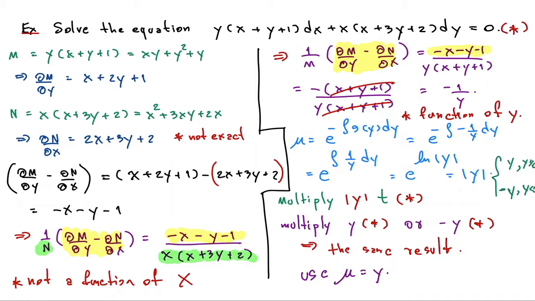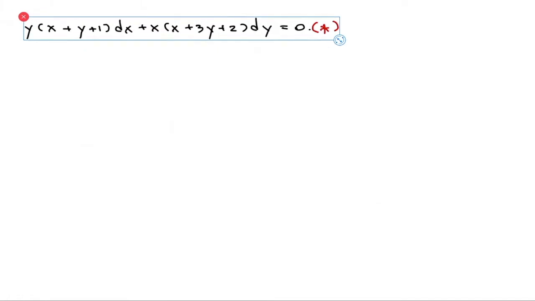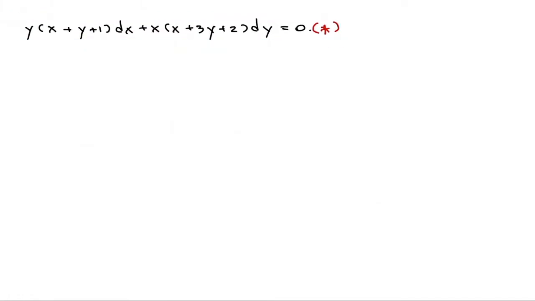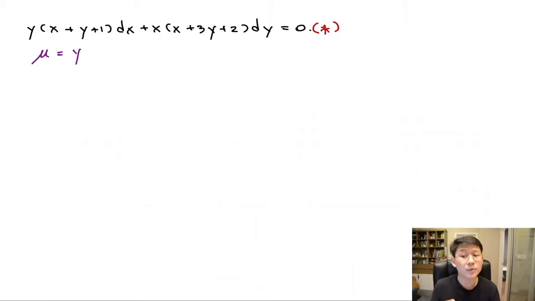So I'll copy this equation to the new page. Guys, if you multiply this by mu, by y, you need to understand this because you're going to see it quite a lot when mu is an absolute function. If mu can be y or minus y, I'm going to write that for you so that you can understand it.